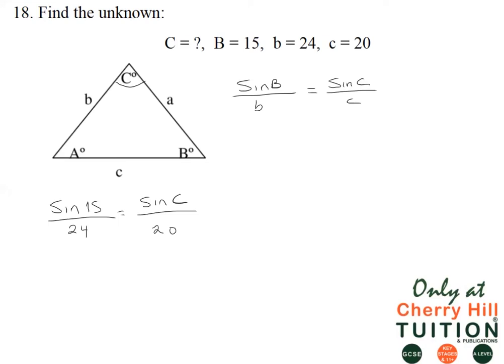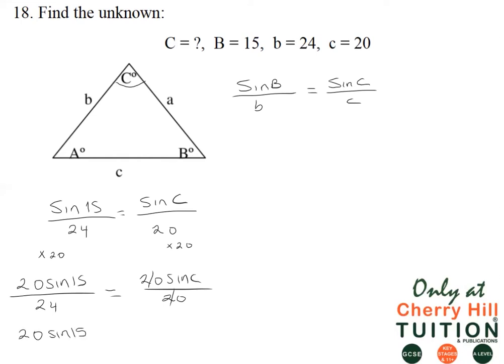Now we need to make C the subject, so we need to get rid of everything surrounding the C. So let's start by getting rid of the divide by 20. In order to get rid of divide by 20, we can multiply both sides by 20, leaving us with 20 sine of 15 over 24, which is equal to 20 sine C over 20. On the right-hand side, the 20s cancel out, and we are left with 20 sine of 15 over 24, which is equal to sine of C.